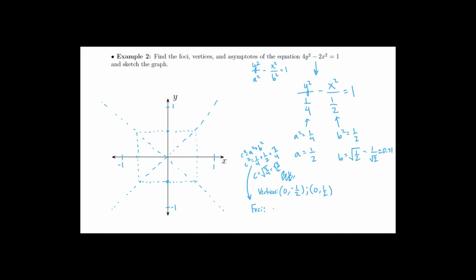So we'll have one focus at 0, -square root of 3/2, and at 0, +square root of 3/2. And by the way, the square root of 3/2, that's approximately 0.87. Okay, so we're still within 1. So we're going to put a focus right about here and a focus right about there. So I know that what's going on here is this.